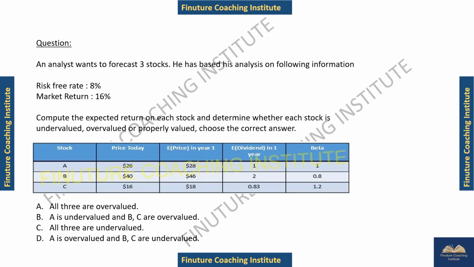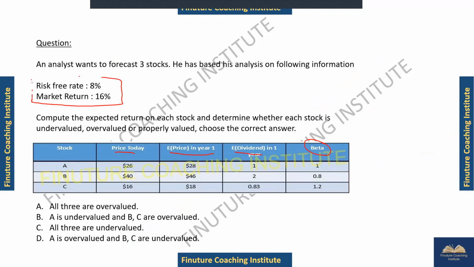So let me switch on the pen. Yeah. So we have been given some information about three stocks, their price today, the expected price in a year, the expected dividend in 1 year, and their beta. And we have been given some more information, that is the risk-free rate and market return. So think of market return as the return on the Nifty index or S&P index.